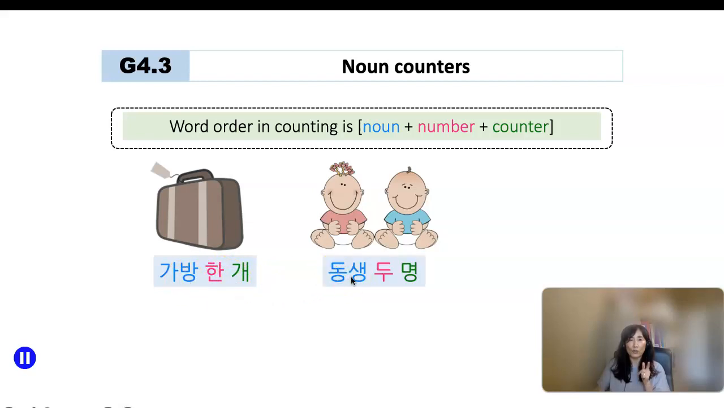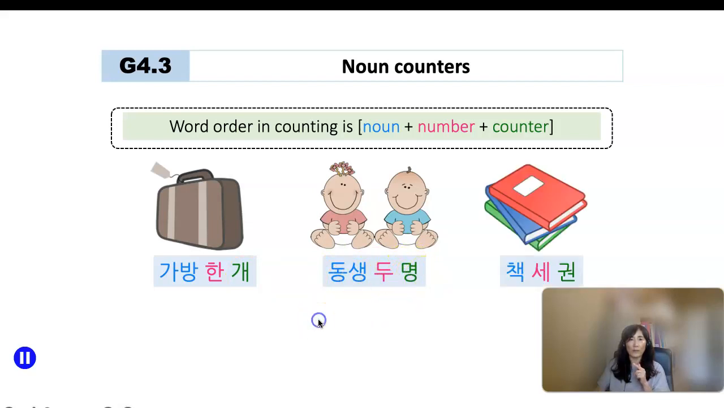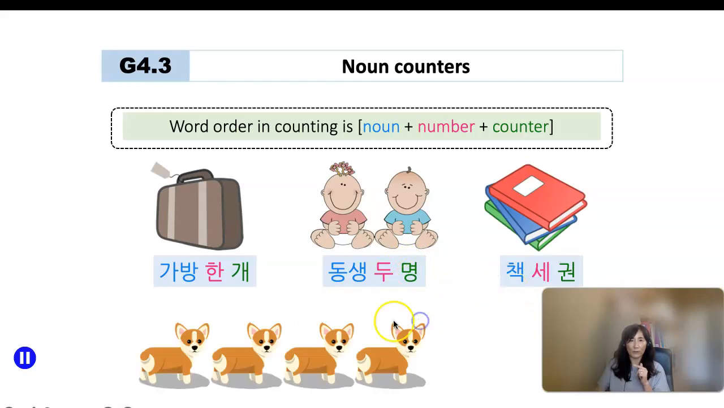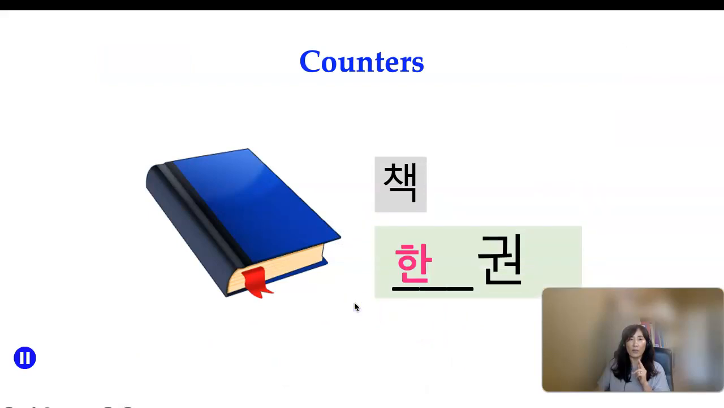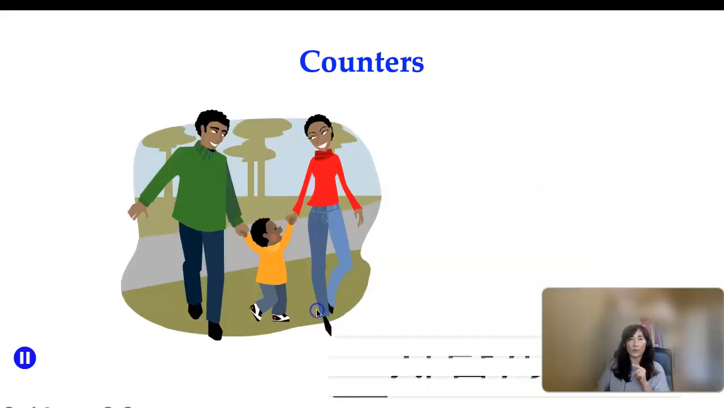동생, I have two younger siblings. 동생, noun, with the number, counter. 동생 2명. Notice that when you count a person, use this counter, 명. 책 3권, 3 books. 개 4마리. 개 means a dog. 4 dogs. 개 4마리. So, 책 한 권, one volume of book.